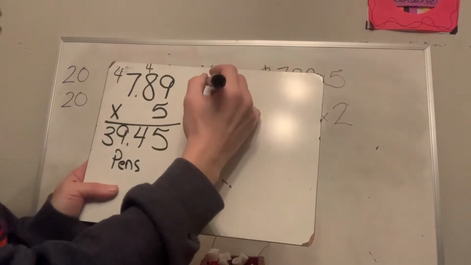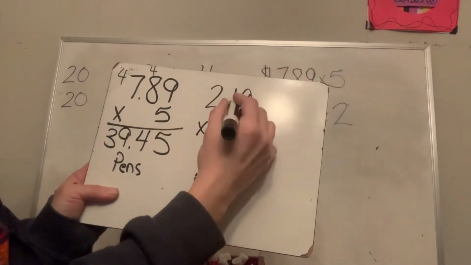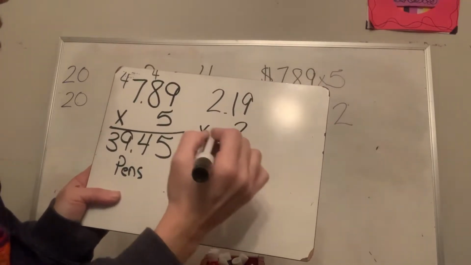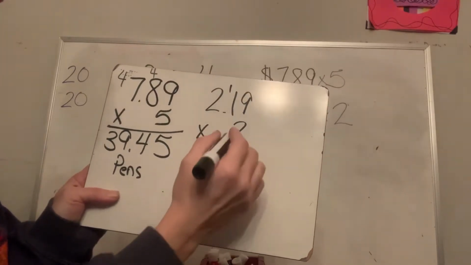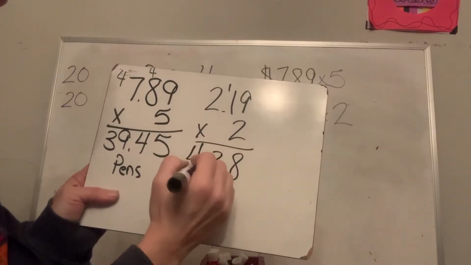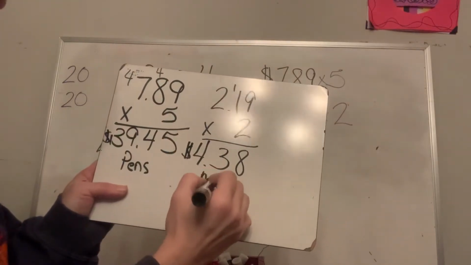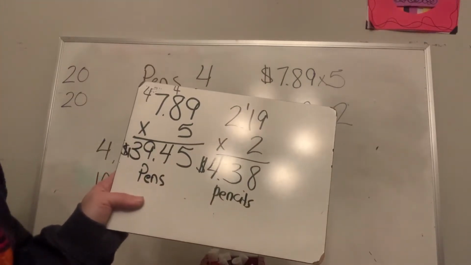For pencils, I'm buying a pack for $2.19 and I'm buying 2 of them. 2 times 9 is 18. 2 times 1 is 2, plus 1 is 3. 2 times 2 is 4. So I'm spending $4.38 on pencils. So now I have to add those 2 together to see our total.